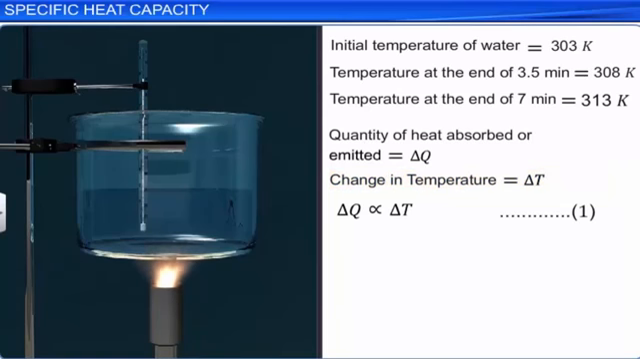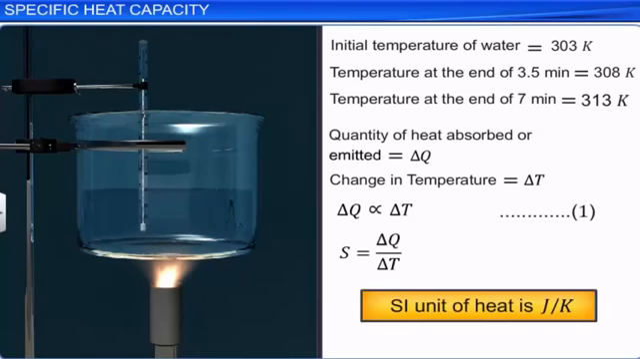Heat capacity denoted by S of a body is defined as the heat absorbed or emitted per unit change in its temperature. Therefore, S is equal to delta Q by delta T. The SI unit of heat capacity is joules per Kelvin.